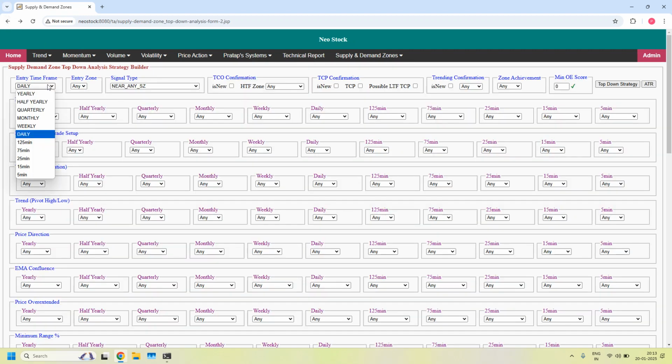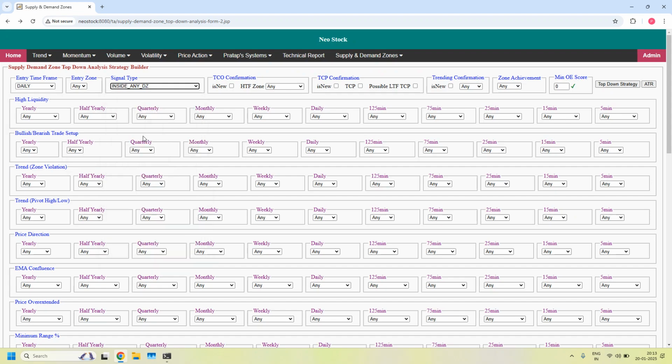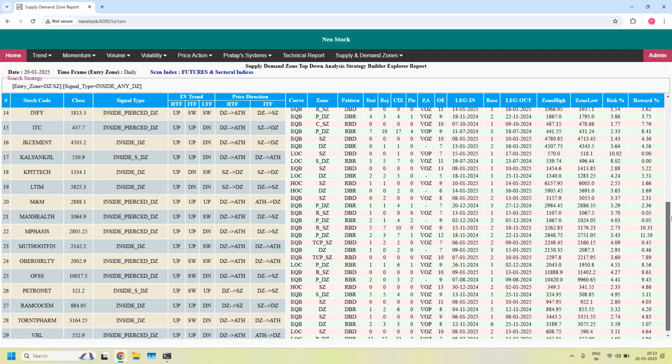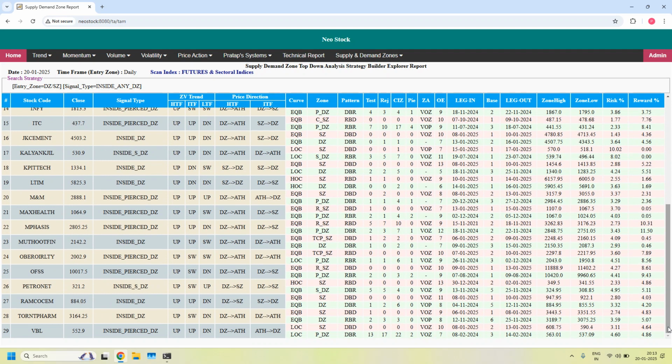Okay, next, daily time frame. Let us find the stocks price closed inside the daily demand zone. We got 29 stocks. So first 15 stocks in the list. I am scrolling the list down. So these 29 stocks are filtered. Price closed inside the daily demand zone.